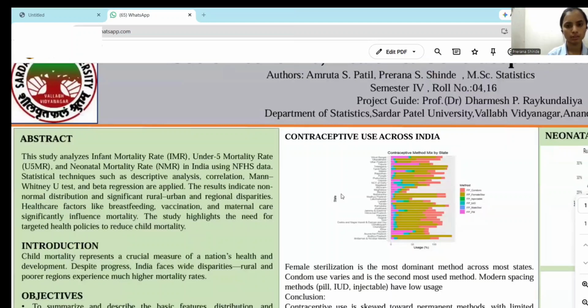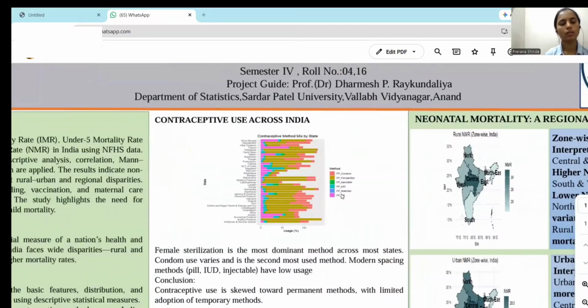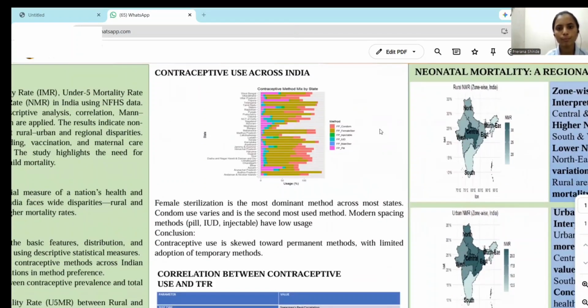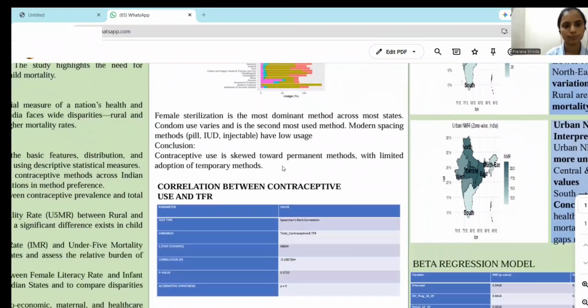For the second objective, we have done it by bar plot, presenting the contraceptive methods. Then we can clearly observe that female sterilization is mostly used in all states of India. There we also clearly observe the gender imbalance in contraceptive methods.